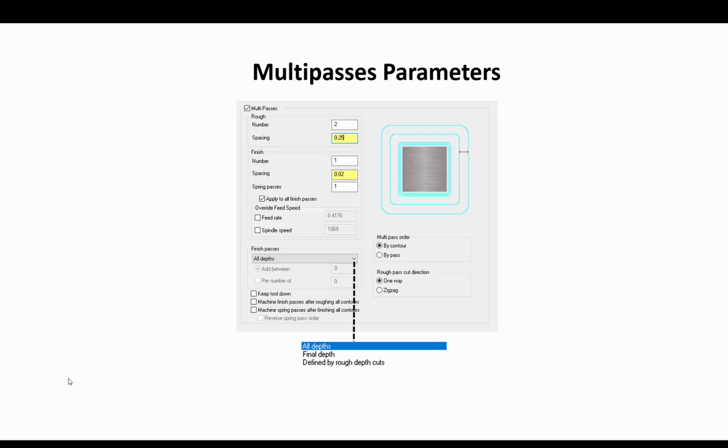Rough pass cut direction can be set to one way, which maintains one cut direction for the multi-pass cuts, or to zigzag, which alternates the multi-pass cut direction between climb and conventional. This is supported only by open chains.